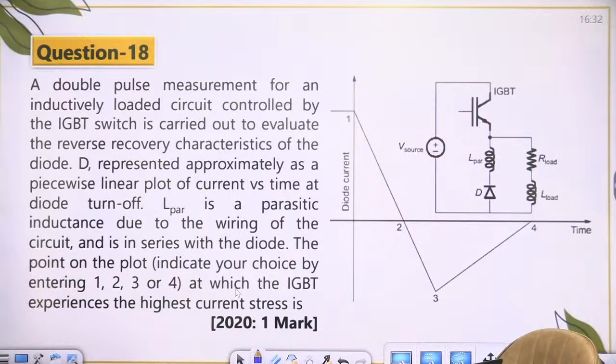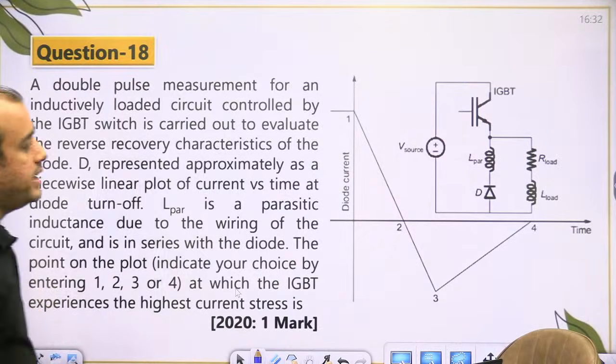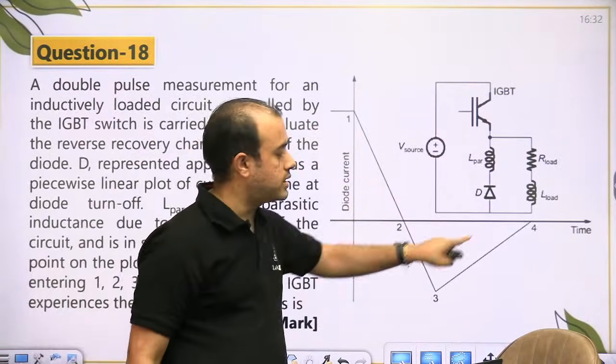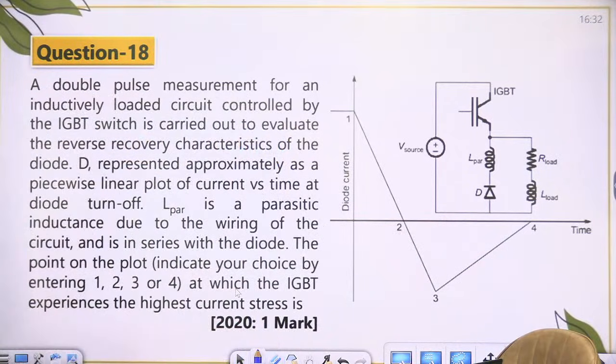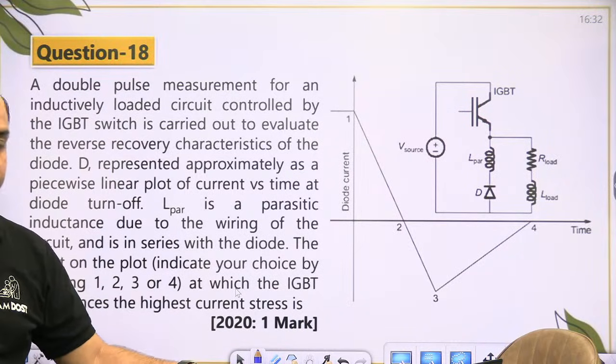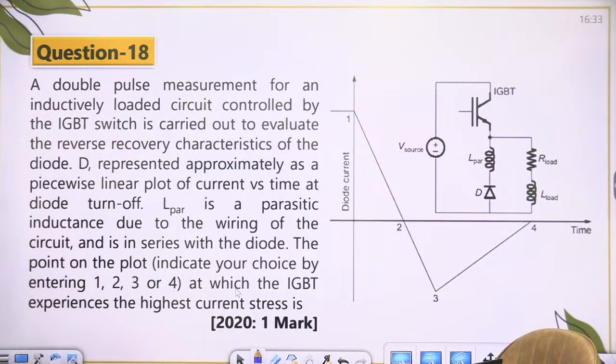अच्छा ये वाला देखो. You have to tell me at which point 1, 2, 3, 4, at which point IGBT experiences highest current stress. ठीक है, highest current stress किस point पे आएगा? So you have 4 options. The 4 points 1, 2, 3, 4. आपके 4 ऑप्शन 4 पॉइंट है बेटा यहां पे 1, 2, 3 एंड 4.